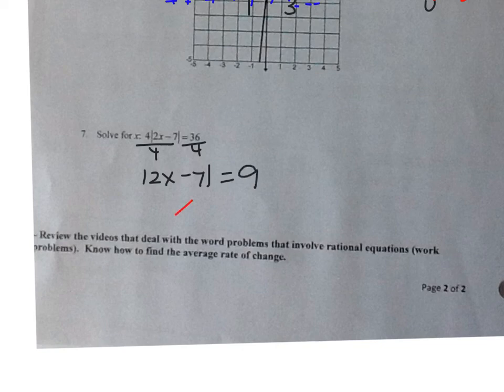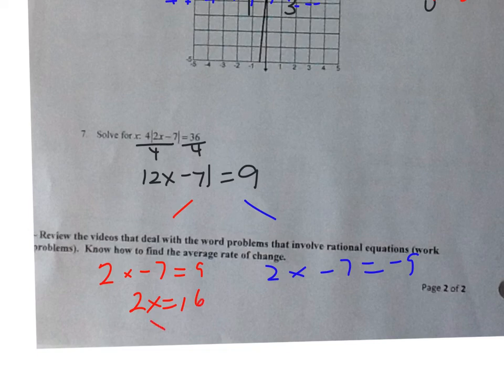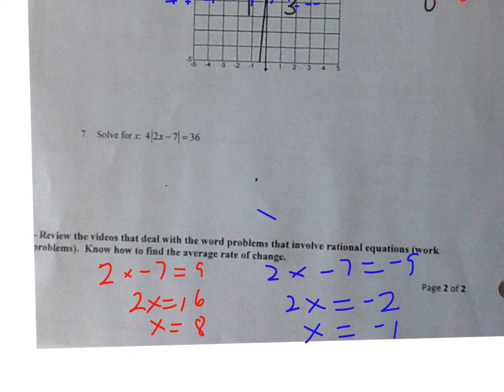Now I'm going to branch it off. So it's going to be 2x minus 7 equals 9, and 2x minus 7 equals negative 9. So on the left, I'm going to add 7. I get 2x equals 16, and divide by 2, I get x is 8. And on the right side, add 7. Negative 9 plus 7 is negative 2. Divide by 2, I get negative 1. You have to check this.